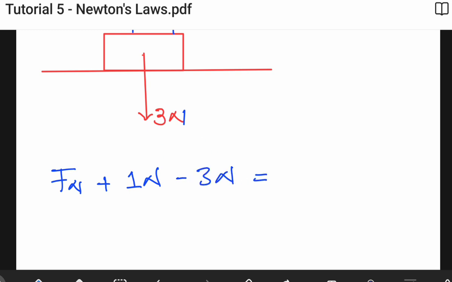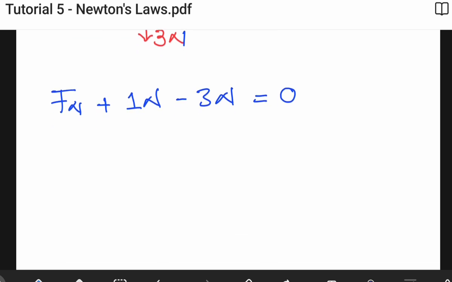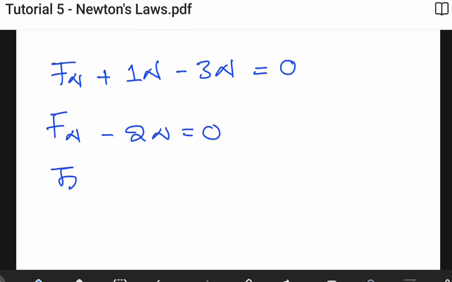But because the block here is not going up or down, even though we have that interaction, it means that this actually has to be equal to 0. So this quickly becomes Fn. Then when we combine these two, we have minus 2. This is equal to 0. So that in the end, we have Fn is equal to 2 newtons.